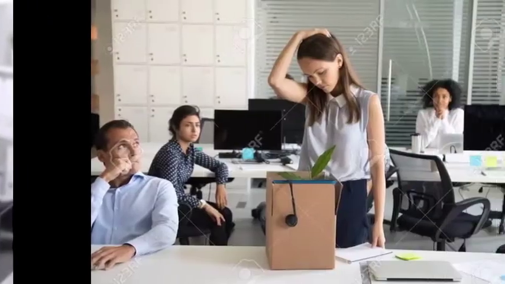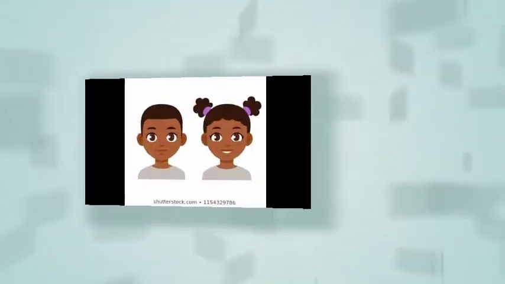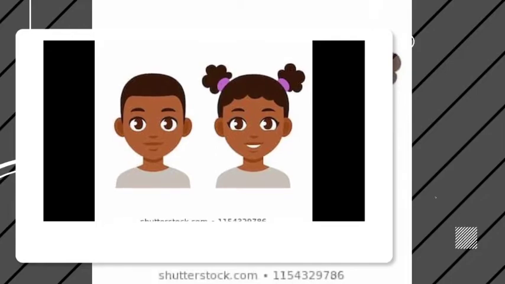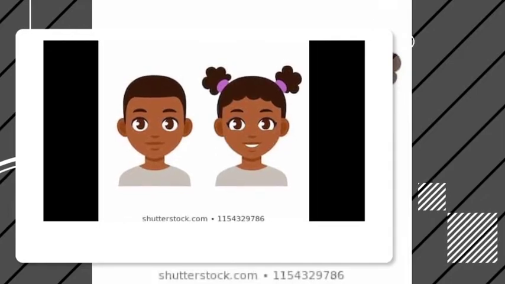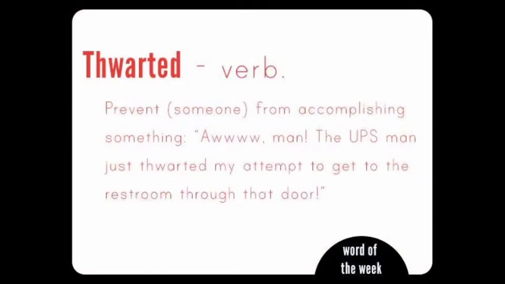For example, the administrator thwarted her appointment. That means it has been stopped. Her appointment has been prevented. Perhaps you want to play and mommy says, "No, John, you cannot play right now." So mom just thwarted your intention to play. To thwart is to prevent, to stop, to frustrate, to impede.